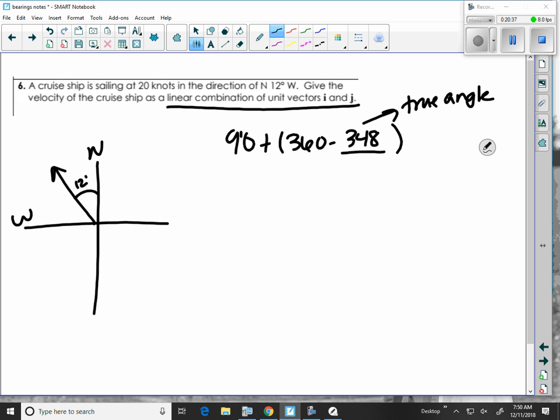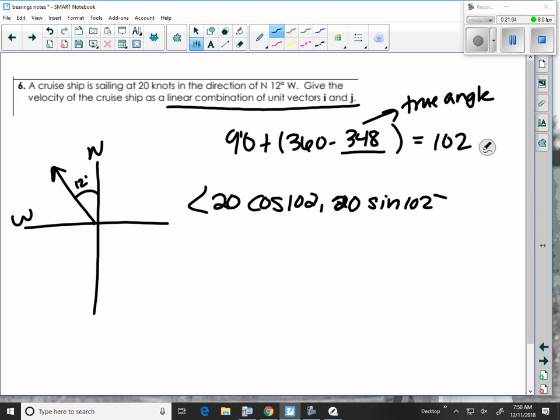All right, we put that in our calculator. 102. So that's the angle we're going to use in our component form. So we have 20 knots times the cosine of 102 and 20 sine of 102.